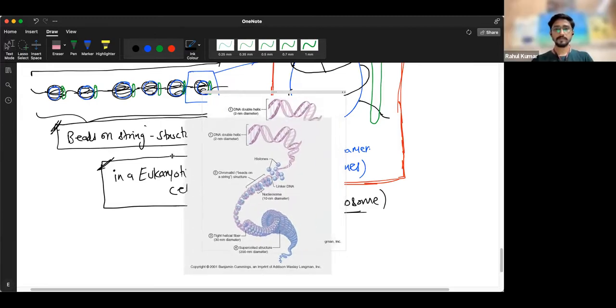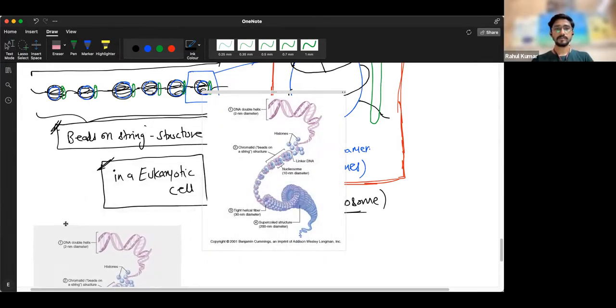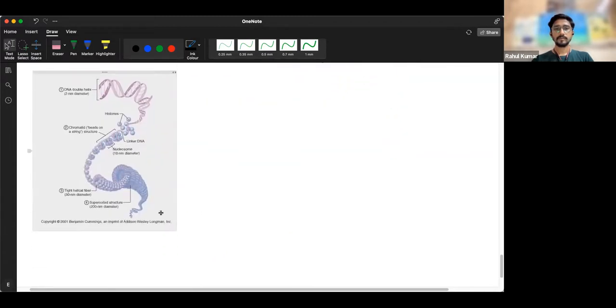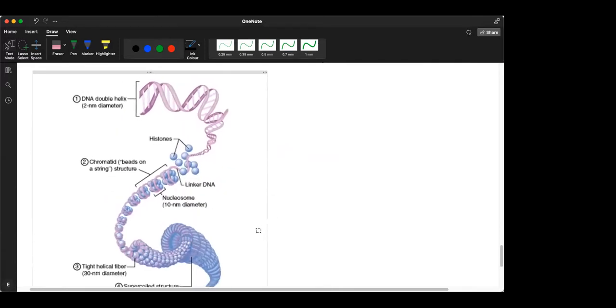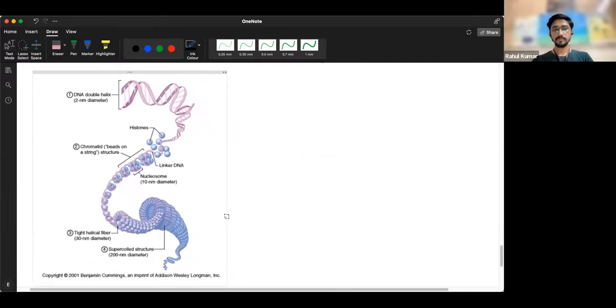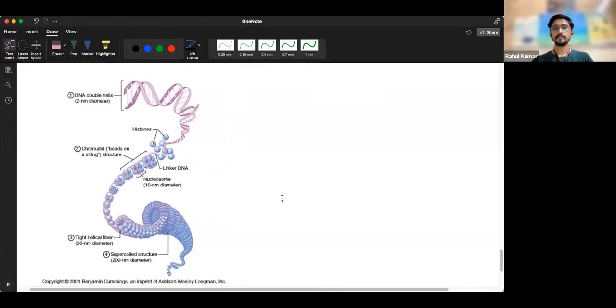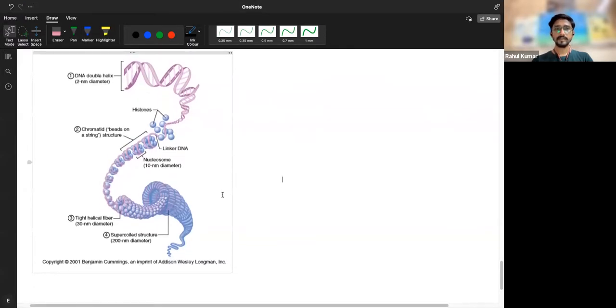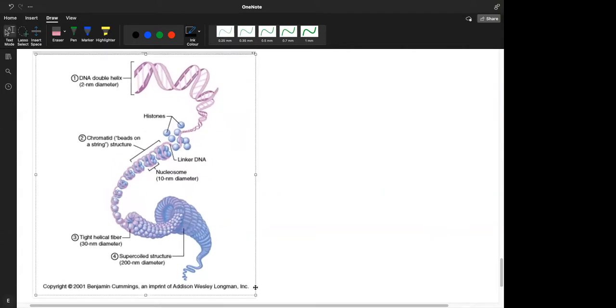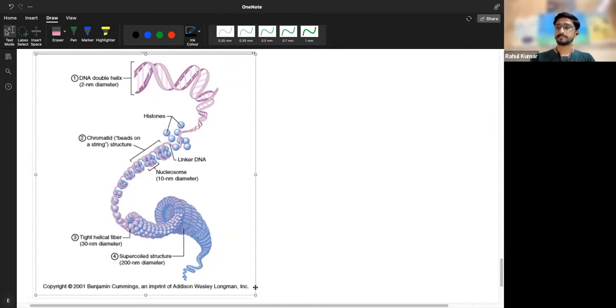Now let me try to. Yes, it's here. People, let's try to understand it with this diagram. Can you all see this diagram that I've just pasted? Yes, sir. So this is the copyright from Benjamin Cummings. You all can see the diagram, right? Yes, sir. Now pay attention here. We use blue. So this is the double helix. Can you see this?